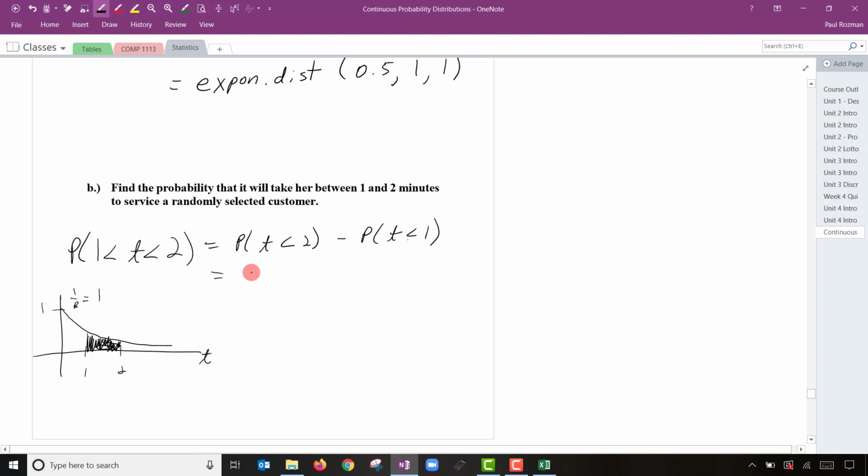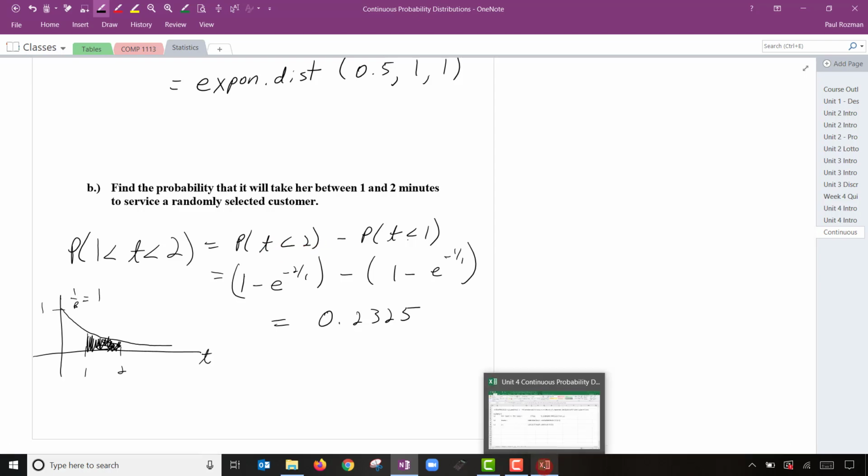So we just substitute 2 into our formula, 1 minus e to the negative 2 over beta, and then subtract 1 minus e to the negative 1 over 1. Punch all that in. I guess we get what? I ended up with 0.2325. If you're in Excel, you would just use expon.dist twice.